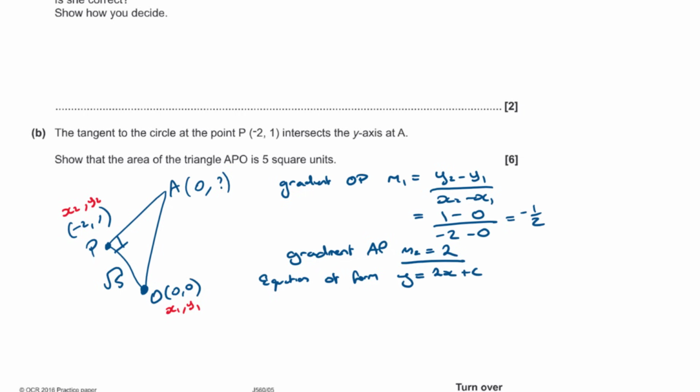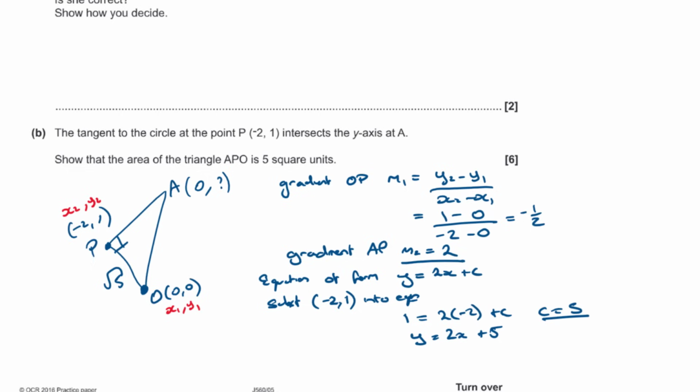So then subbing in the point that we know, so substitute the point in, minus 2, 1 into the equation. And that's going to give me 1 is equal to 2 lots of minus 2 plus c then, isn't it? So 1 equals minus 4 plus c, so c then is going to be 5. Okay, so now we know this has equation y equals 2x plus 5.